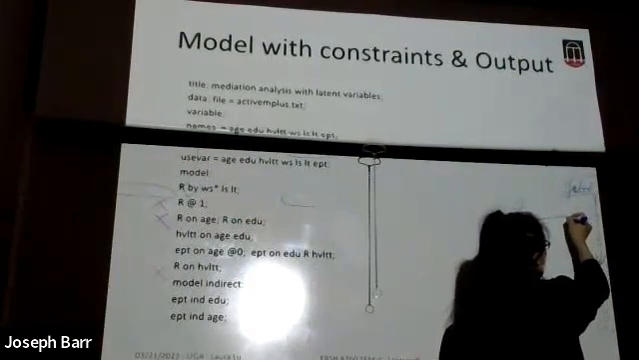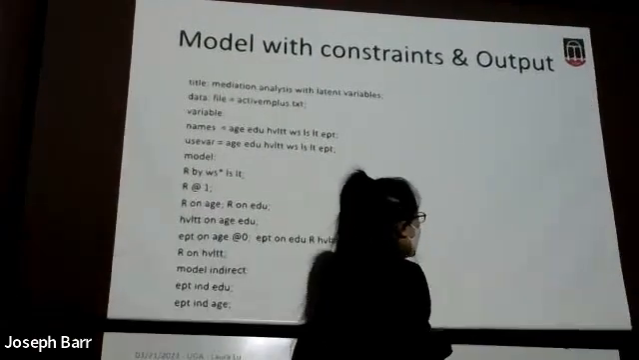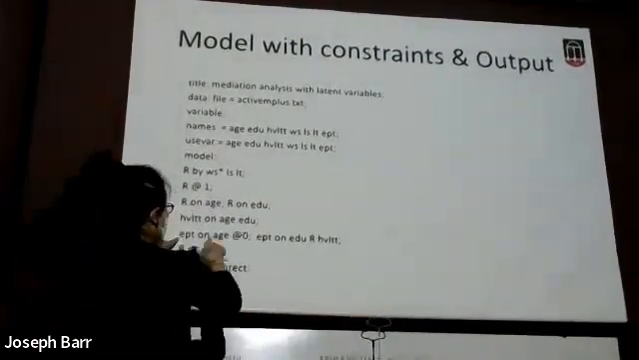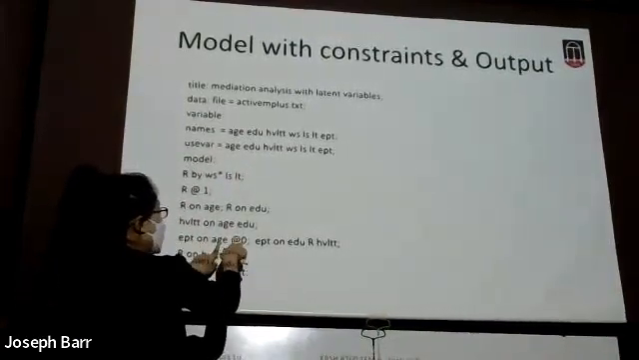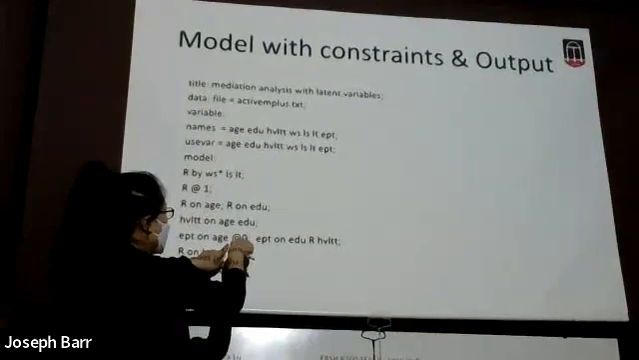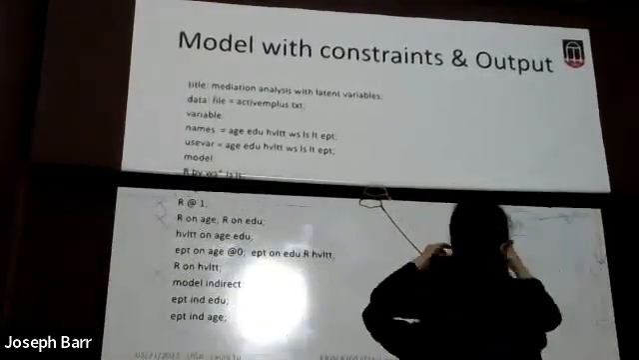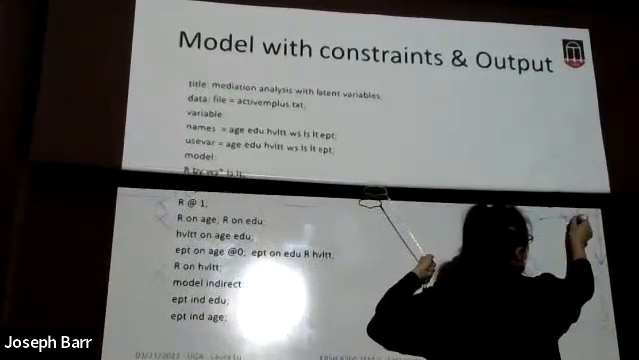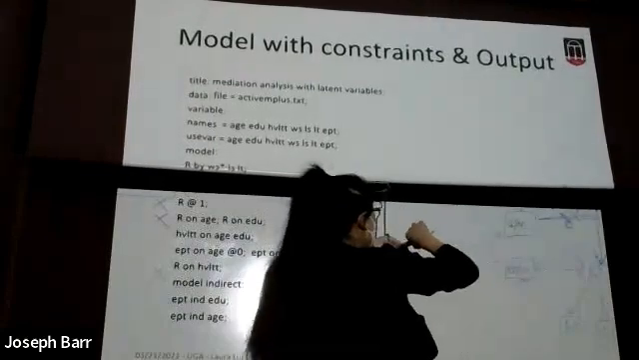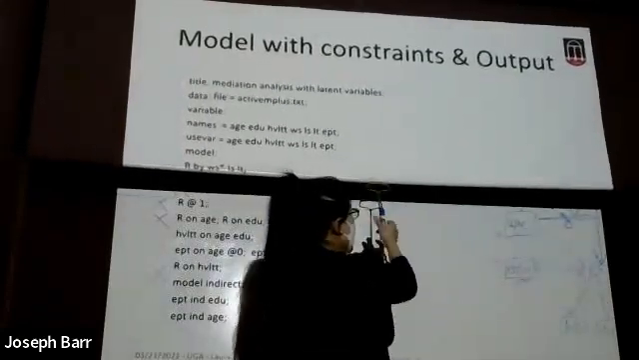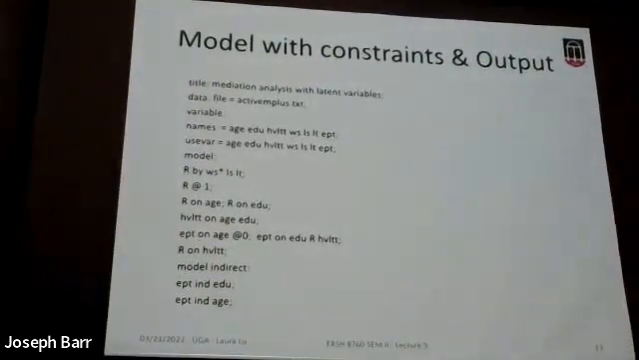We can just assume the path coefficient is 0. We fix the path coefficient from age to EPT at 0. Okay, so this one is fixed at 0. So we have this constraint. The coefficient is fixed at 0 from age to EPT. This is another possible model. Okay, let's try to look at the model. Then we have something new here.